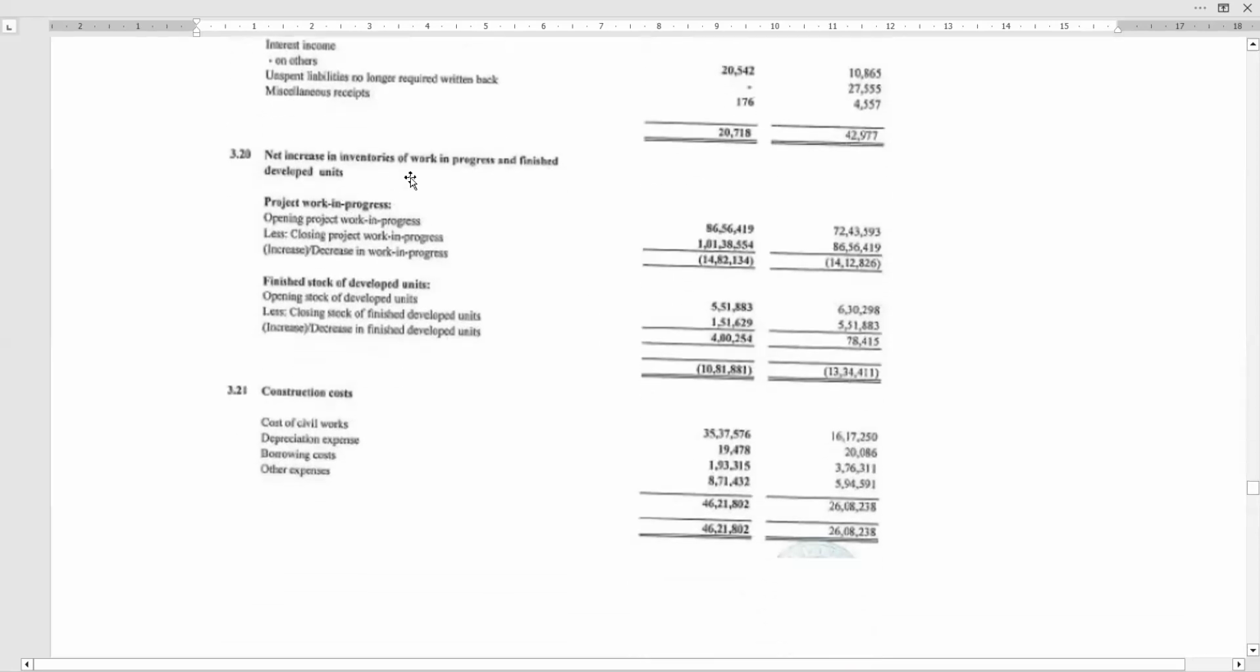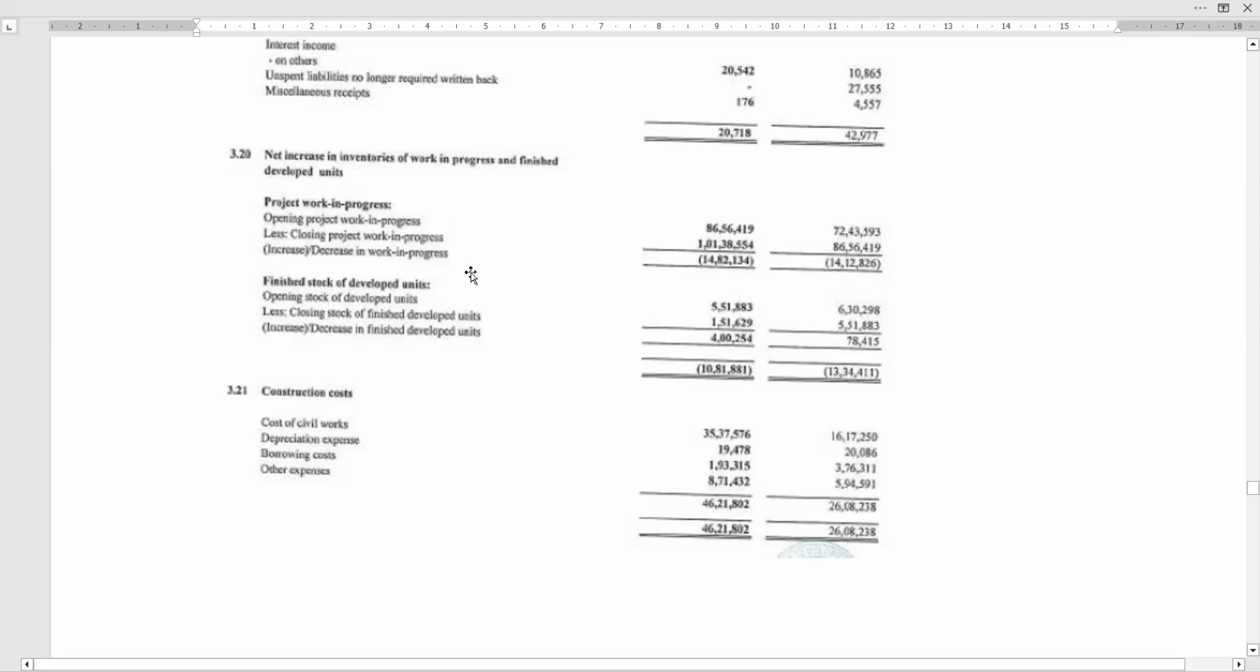Now, coming to net increase in inventories of work in progress and finished and developed units. Okay. Now, because this is a construction company, they have given it as developed units, finished developed units like that. If it is a manufacturing company, they would have given it as a product. Okay. Now, project work in progress. They have taken opening less closing. Difference is 14,000. Okay. Now finished stock of developed units.